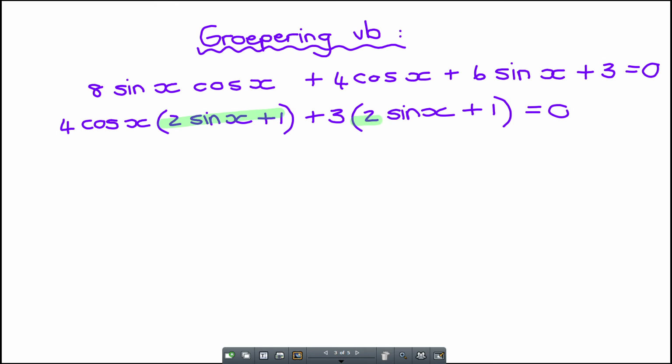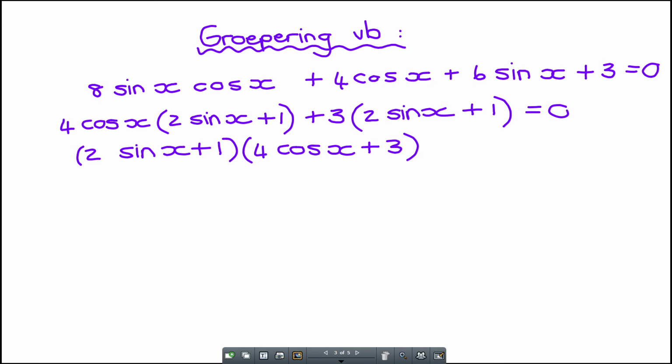Kyk gou hier. Can you see my two brackets are the same? No, that's what we want to work towards. So now I'm going to take out that bracket as a common factor. So 2 sin x plus 1. Wat bly dan oor by die eerste term? 4 cos x. By die tweede term plus 3. You guys fine so far? Wie het ek verloor? Is it okay?